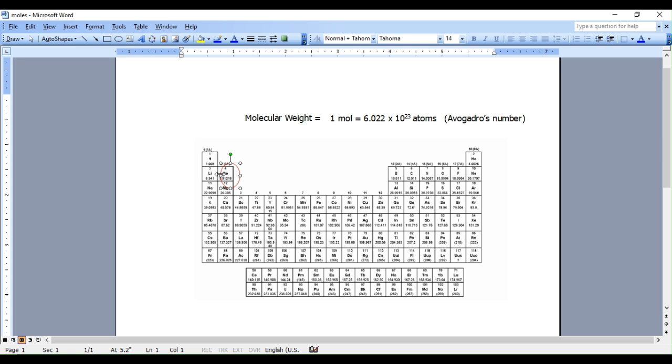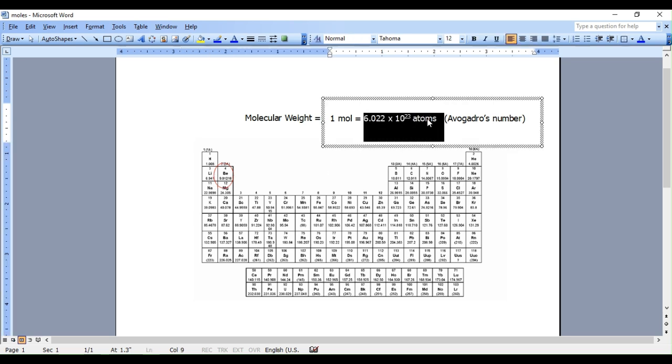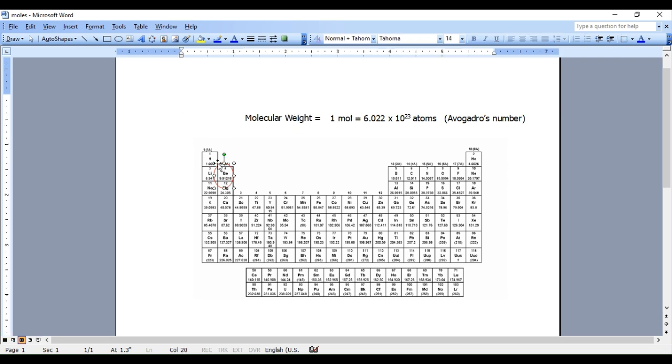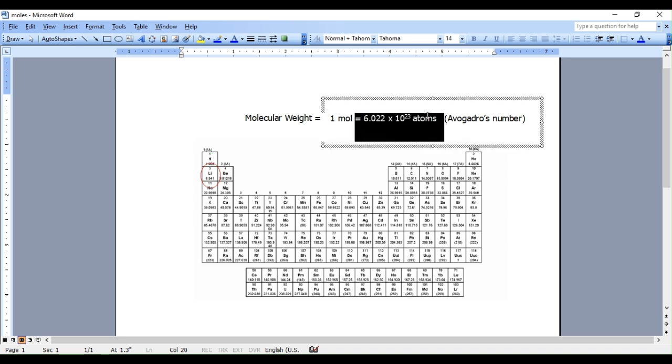In this case, beryllium, Be, says 9.012 underneath. That's the mass of 1 mole of beryllium. So 9.012 grams of beryllium is the same as 6.02 times 10 to the 23rd atoms. So when they talk about a mole of something, let's go back to lithium, it could either be 6.94 grams of lithium, or they could say 6.02 times 10 to the 23rd lithium atoms. Exactly the same thing.